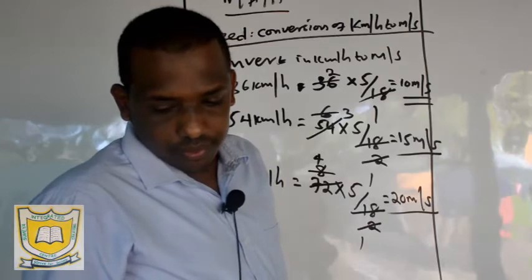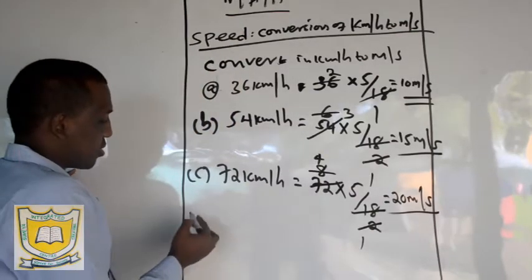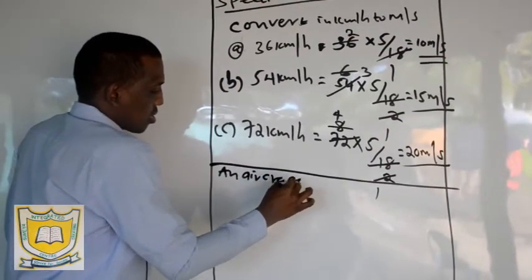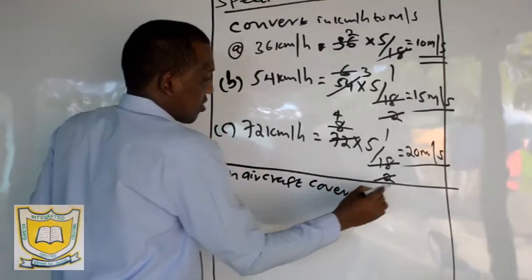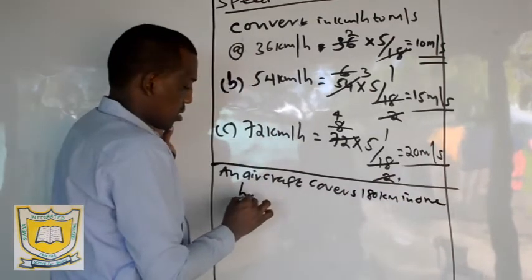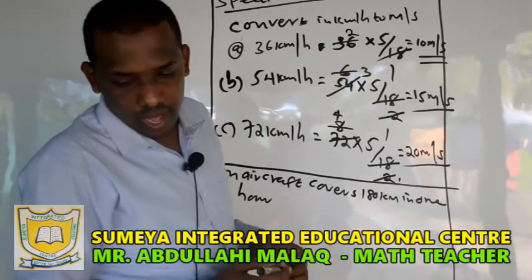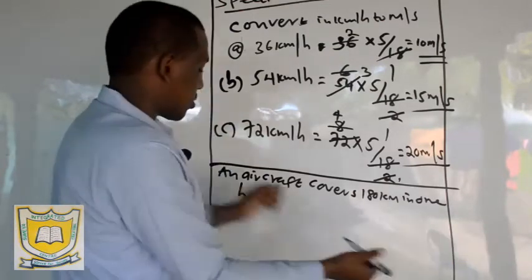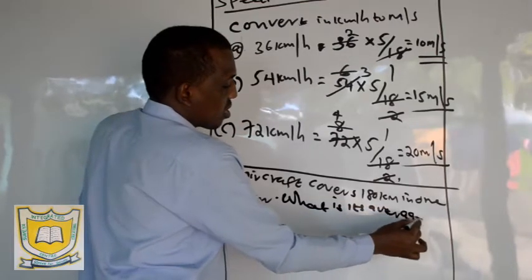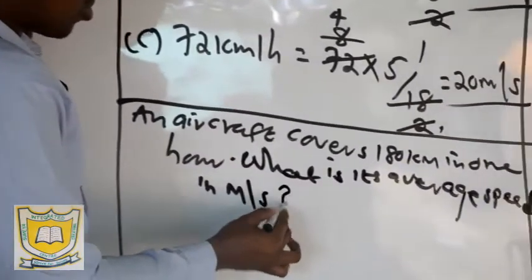Here there's a question. You are told an aircraft covers a distance of 180 kilometers in an hour. An aircraft covers 180 kilometers in 1 hour. In an hour or in 1 hour is the same. You are told, what is its average speed in meters per second?